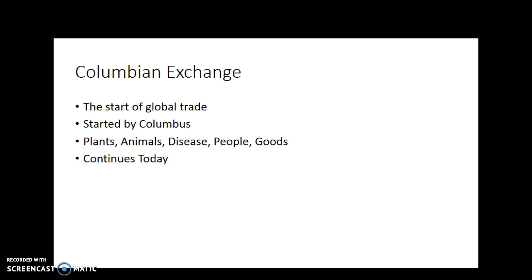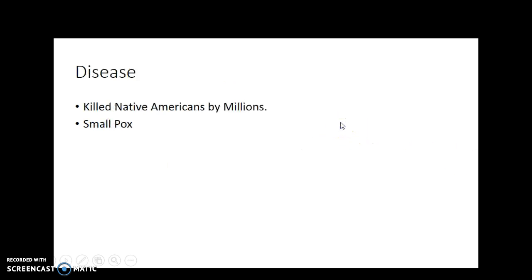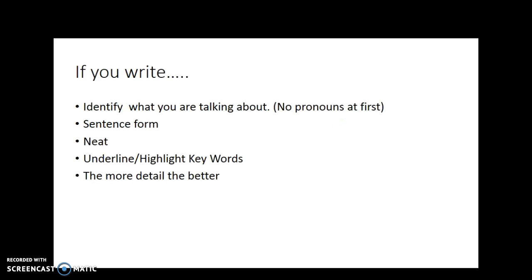The Columbian Exchange was started when Christopher Columbus crossed the ocean. It's the start of global trade, the trade of plants, animals, and disease, people, and goods across the Atlantic Ocean and all around the world, and it continues today, as you can find evidence by any of your goods that are from across the ocean. Disease is one of the things brought by the Columbian Exchange. The Europeans brought diseases that killed the Native Americans by the millions, and the number one disease that did this was smallpox. If you choose the write-up on the quiz, make sure you identify what you're talking about.